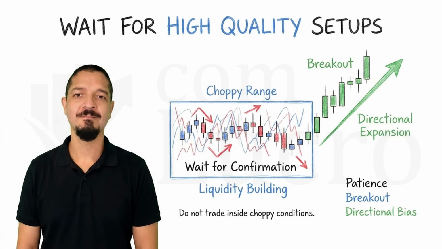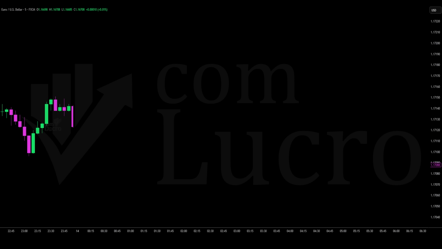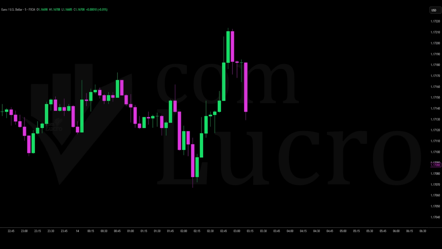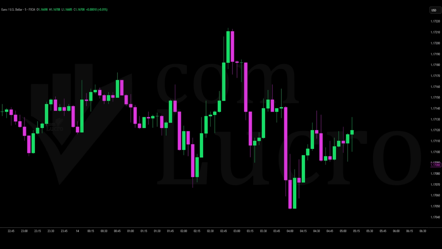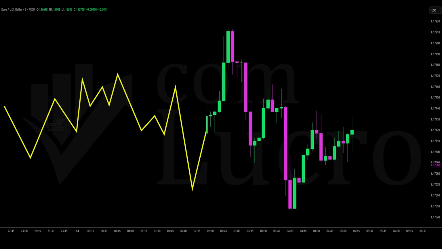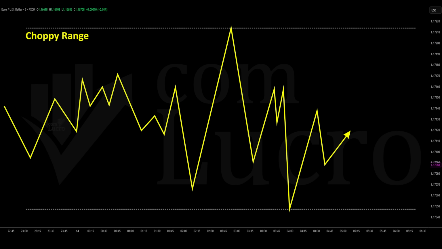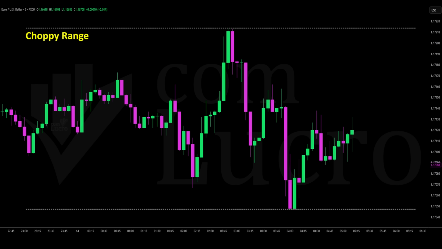Let me explain how this setup works. Here we are looking at EUR/USD on the 5-minute chart. The most recent price action is extremely choppy, with no obvious trend or clear directional movement. The first step is to identify the chop range by marking the highest and lowest points of the recent price action where sharp reversals occurred.